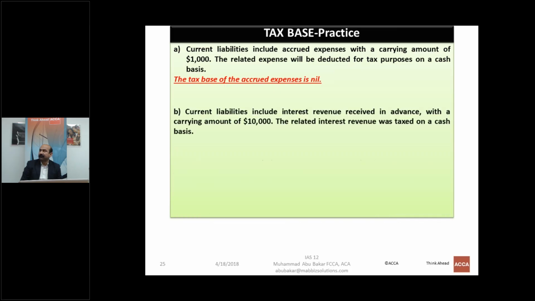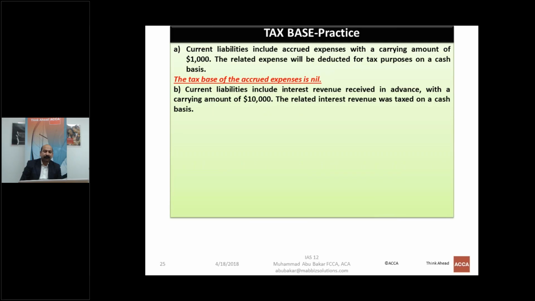Then the next example is current liabilities include interest revenue received in advance with a carrying amount of 10,000. The related interest revenue was taxed on a cash basis. Please write your answer in the comment box. Again, people are saying 0. M. Babur Khattak 10,000, Sumra Askar 10,000, Khurram Rashid 10,000, but most of the people are saying 0. Most of the people are correct, because again this is only a replication of the first example.